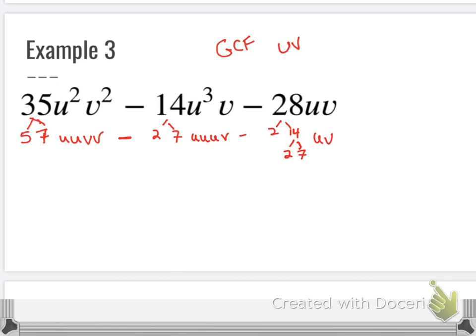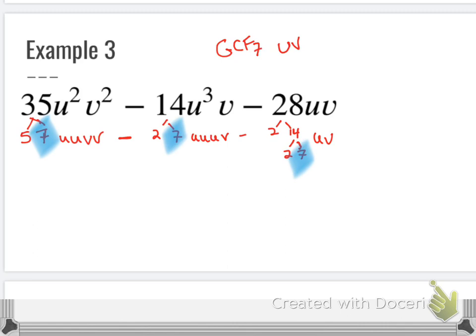And then we're going to have to go through and see what our coefficient would be. We see the only thing in common between all of those is that 7. And so that's the one we're going to be taking out. So 7, 7, 7. So 7 makes its way up front.